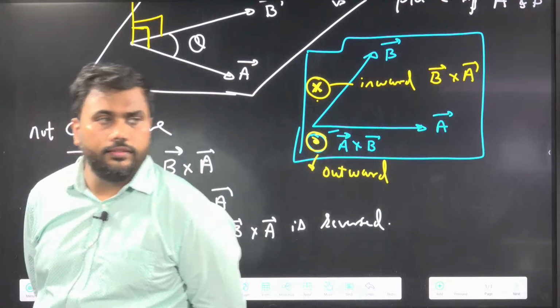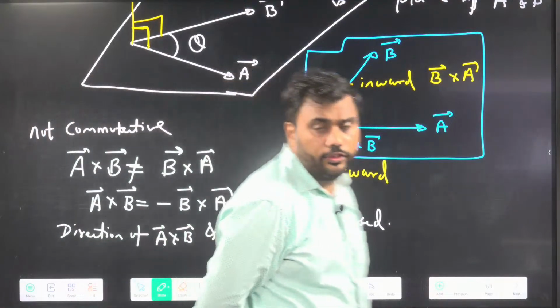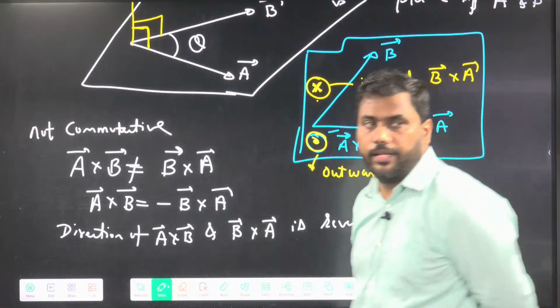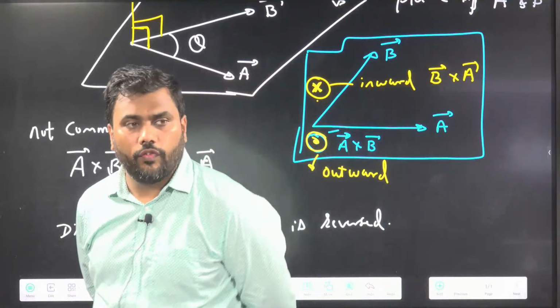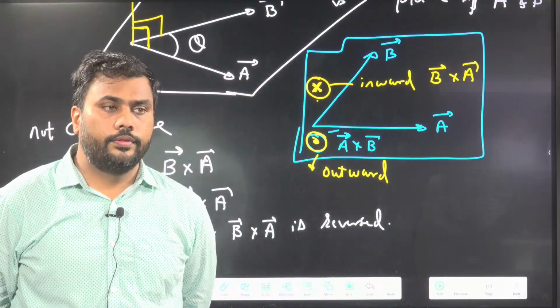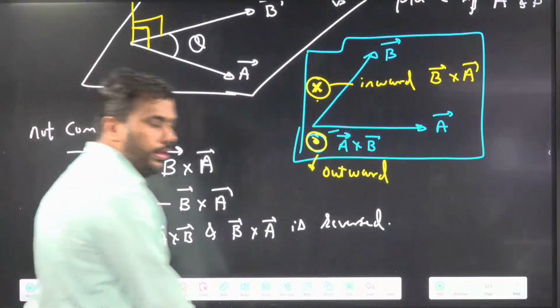Is this point clear? Everything clear till this point? Everything understood? Tell me. Definition of cross product clear? Yes. Okay. Very good. Definition of cross product we have covered.